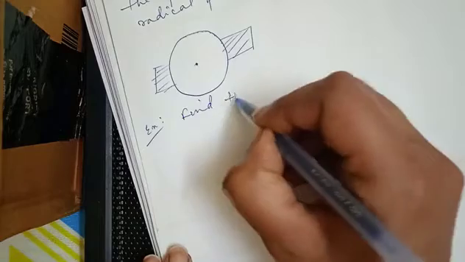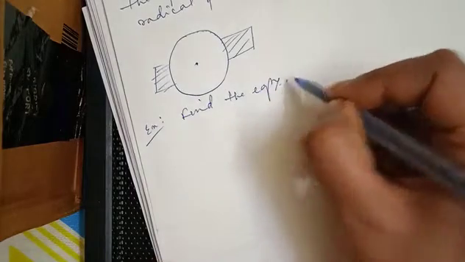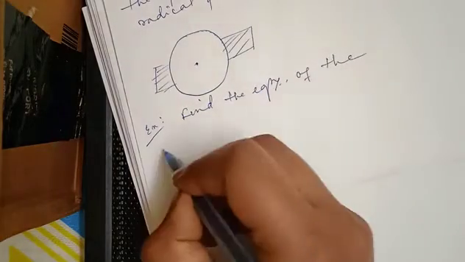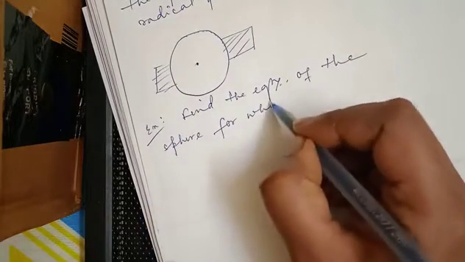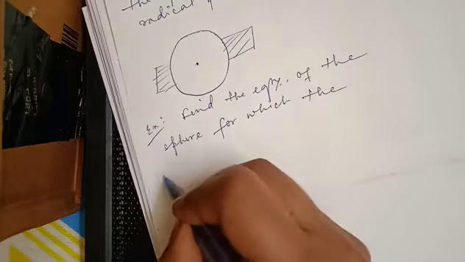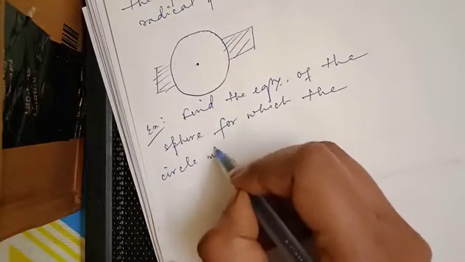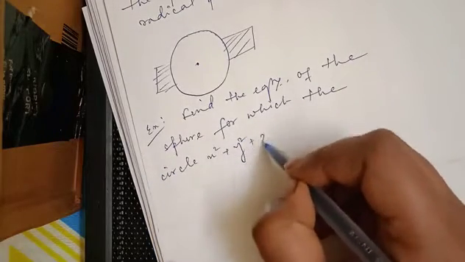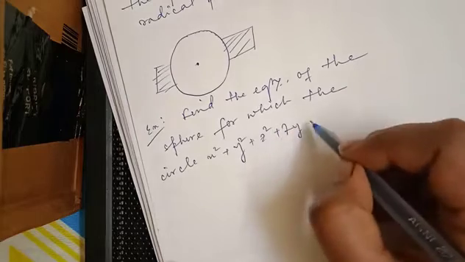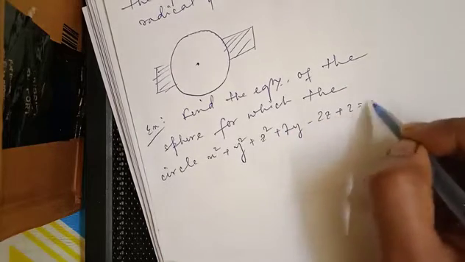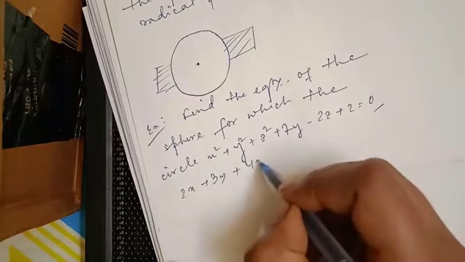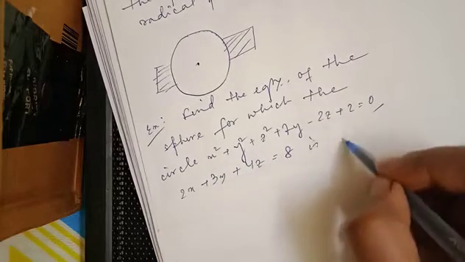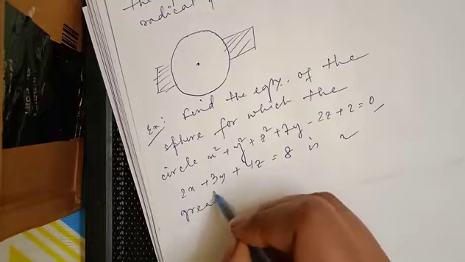Find the equation of the sphere for which the circle x square plus y square plus z square plus 7y minus 2z plus 2 equals 0, comma 2x plus 3y plus 4z equals 8 is a great circle.